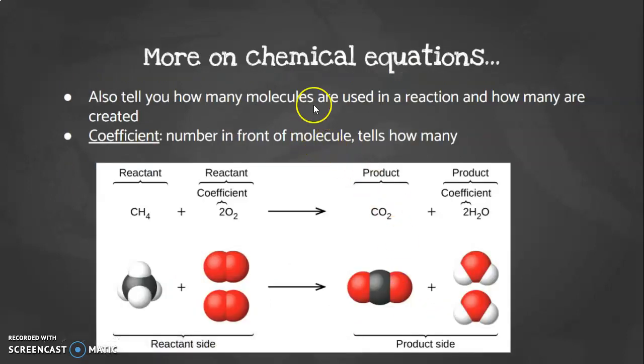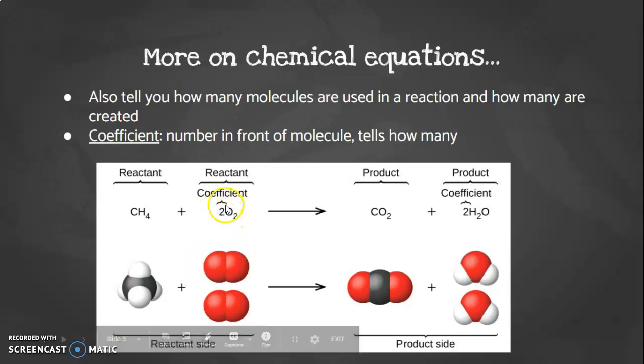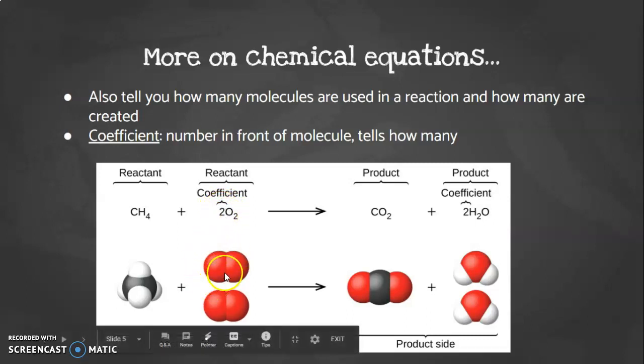So another thing that is important about chemical equations is that they tell us how many molecules are used in the reaction and how many are created. They do this by using something called a coefficient. That's a number in front of a molecule that tells you how many. So for example, we have our oxygen molecules, our O2, so that's two oxygen bonded together. And I have a little 2 in front of it, and that means that I have two O2 molecules. So one molecule, and then I have my second molecule down here.